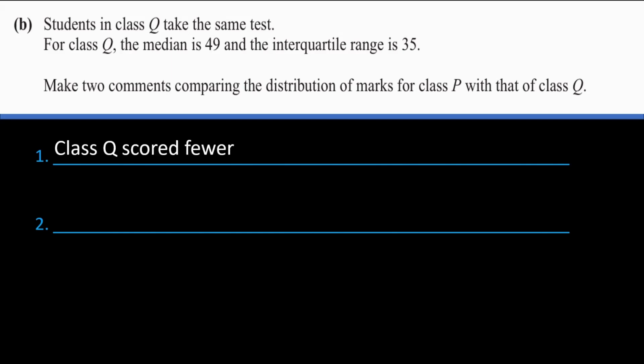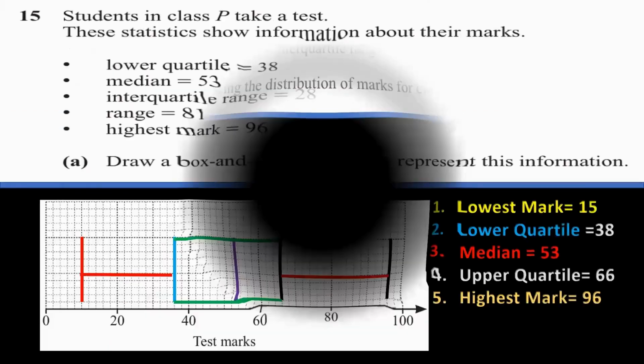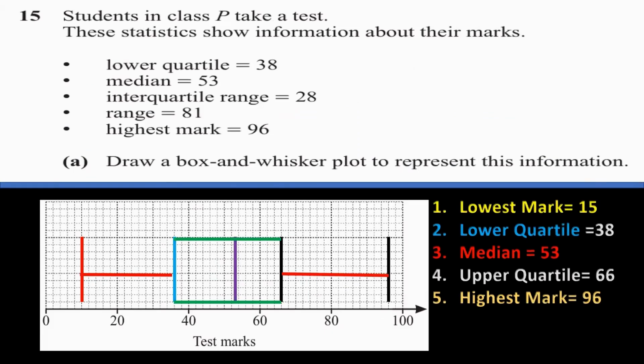So look at the first statement here. I will say class Q scored fewer marks on average. We are talking about the median, because for class Q the median is lower. We are told that the median is 49, whereas for class P, the median is 53. Let's go back. Look at class P. The median is 53. It's higher.